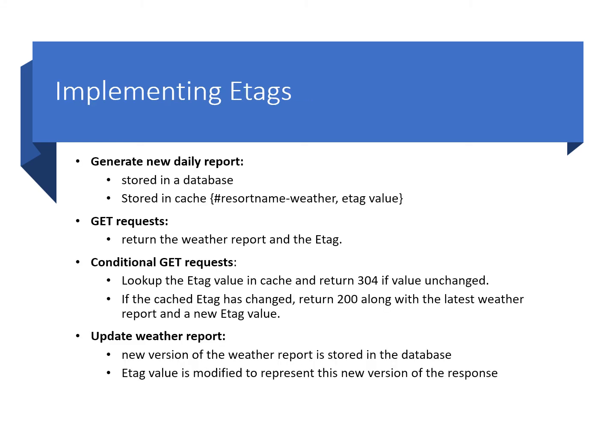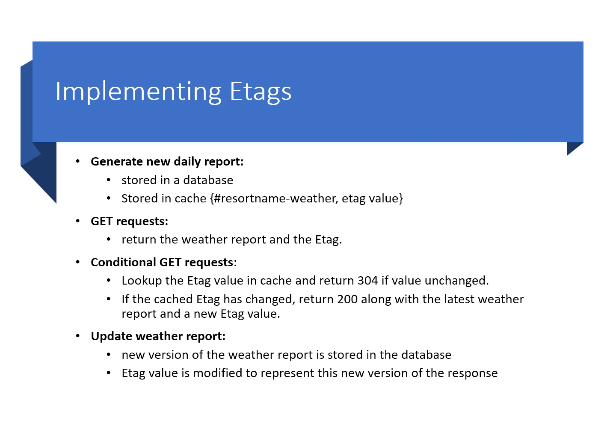In the service implementation, a mechanism is needed to support this revalidation. In our weather report example, one strategy is as follows and illustrated here on the slide. To generate a new daily report, the weather report is simply constructed and stored in the database with an eTag as an attribute. When a GET request arrives, the service returns the weather report and the eTag. This will also populate web caches along the network response path.